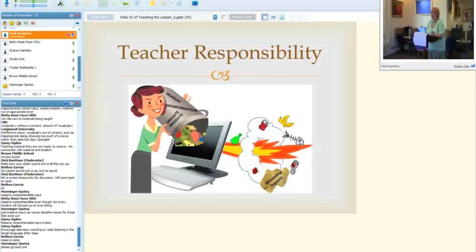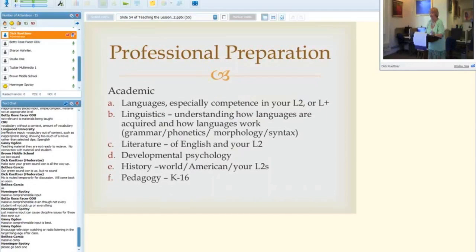But it all boils down to teacher responsibility. And I don't want to be the teacher putting the garbage in that is exploding the students' brains afterwards. So what is my responsibility? Here, everything we know, but we need to rethink every once in a while. What do we need to know in the academic area? I'm going to go through all of this quickly because you know it. But when we're in the classroom, sometimes we don't think about it.